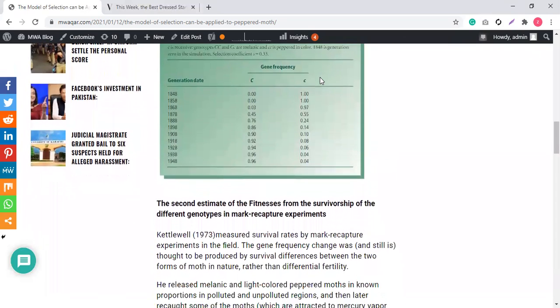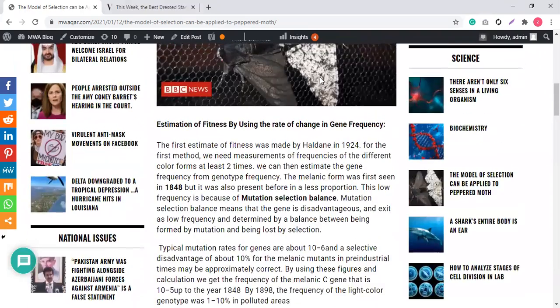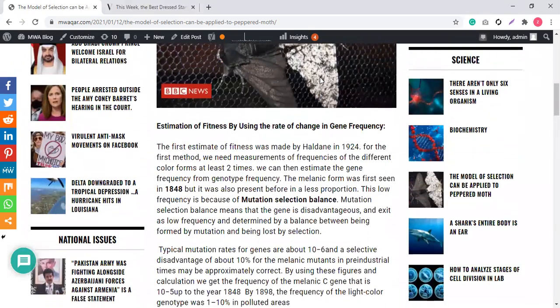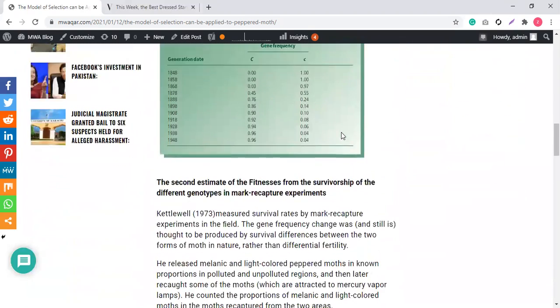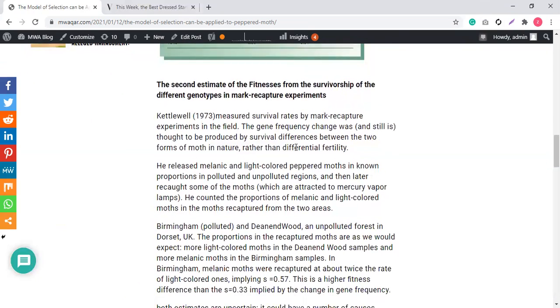Now move to the next case. How can we determine how natural selection operates? It was our first estimation of the fitness by using change in the gene frequency, that is how gene frequency changes, and that is our first case. The second case deals with the fitness from the survivorship of different genotypes in mark recapture experiment. Focus on this mark recapture experiment.